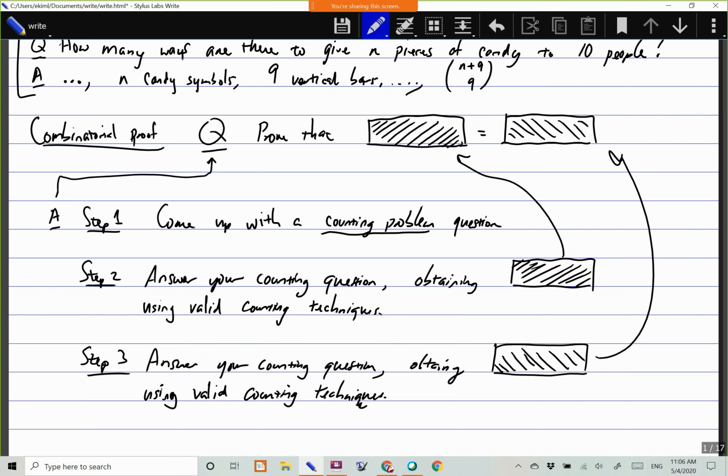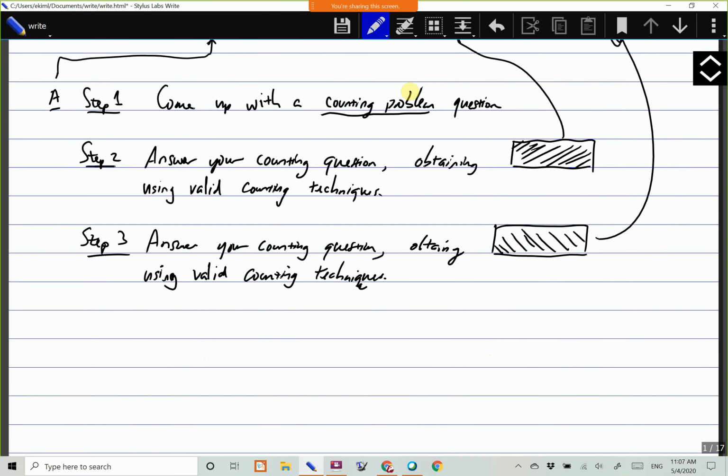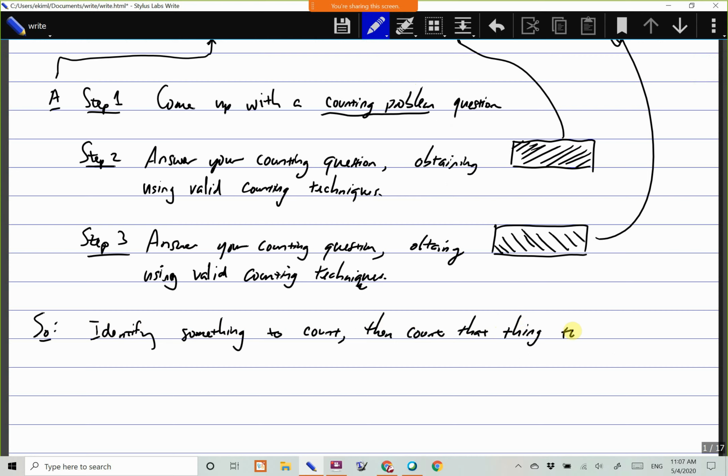So if you answer the same question 2 different ways, but both of the ways of thinking about them are correct, then it should be that these 2 things up here should be equal. So I'm going to summarize this by saying what happens here is you identify something to count. Then count that thing that you'd identified 2 different ways, and I put different in quotes.